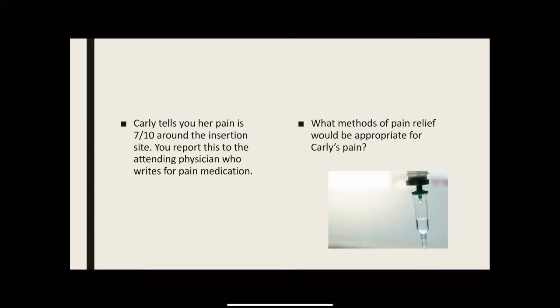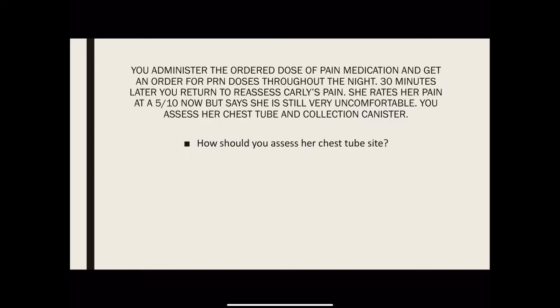So moving on, you administer the ordered dose of pain medication and you get an order for PRN doses as well throughout the night. You come back 30 minutes later to reassess Carly's pain, and she rates it at a 5 out of 10 now, but says she's still very uncomfortable. So you assess her chest tube and the collection canister.